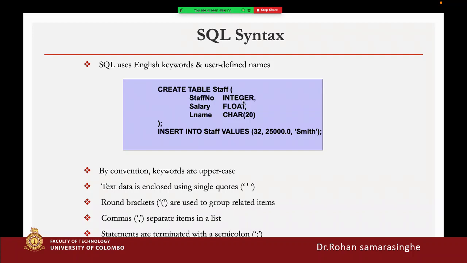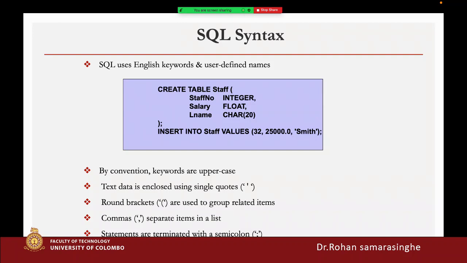Staff number is integer, that is 32. The salary 25,000.0, and name is Smith, and semicolon. Likewise, you can create the table and enter the data to one row, that is to one tuple.